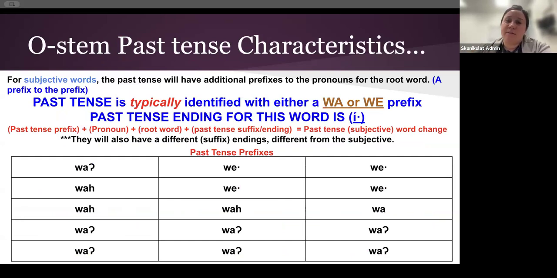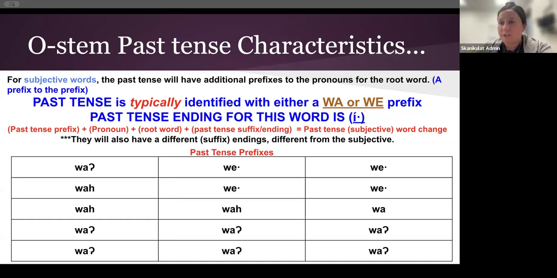So let's talk about the past tense characteristics here specifically without doing the full word. For subjective pronouns, the past tense is going to have additional prefixes to the pronouns, because this wa or way is what identifies the past tense. It's one part that identifies the past tense. Another part is the ending, but you can't do it just based on the ending alone, because that ending is shared with the future and the should, could, or would. So you also have to have another indicator at the beginning to indicate what tense it is. And that is why the past tense is typically identified with either a wa or a way prefix. And so the ending for this set is the I.